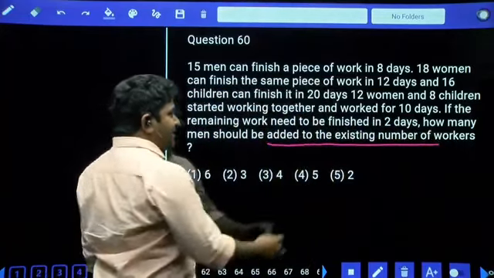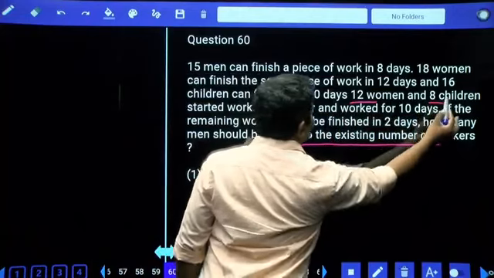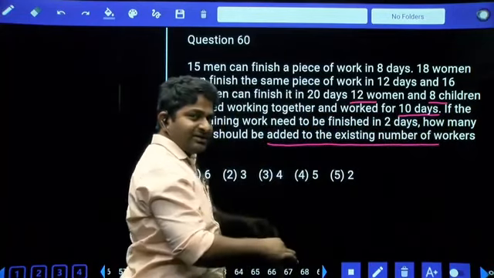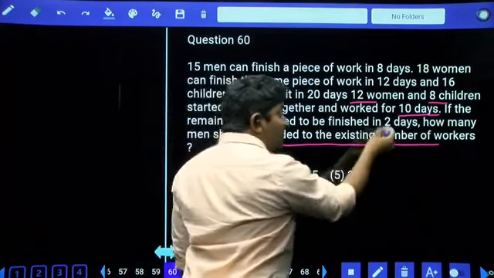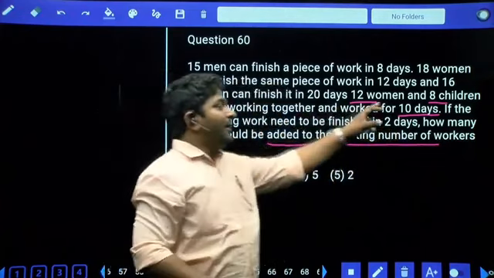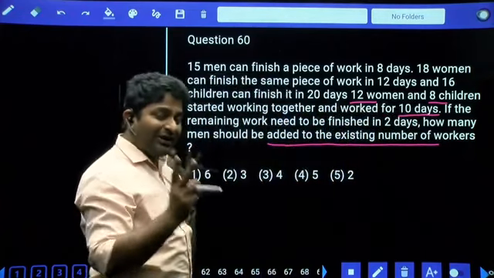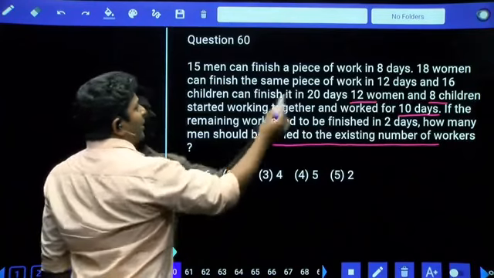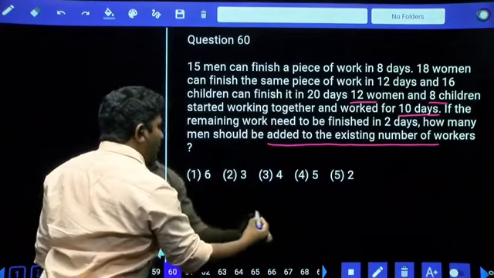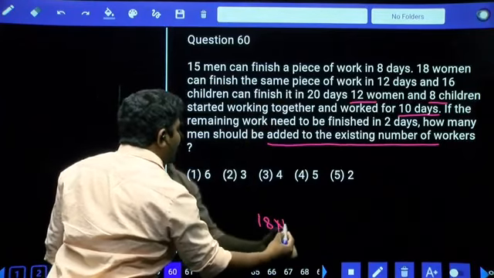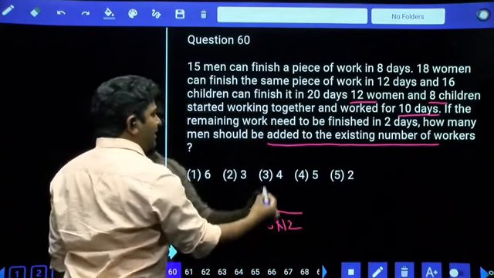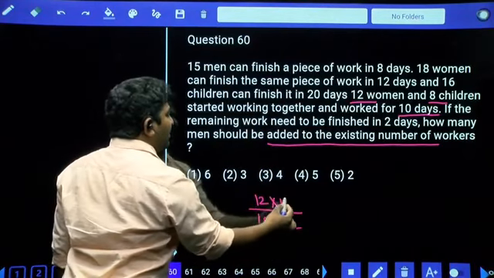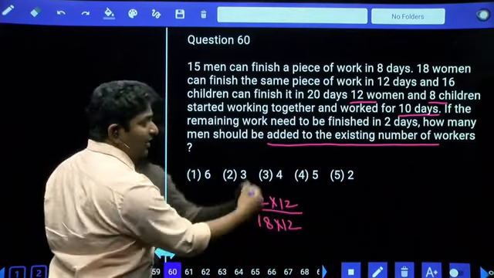That means the existing workforce is 12 women and 8 children. They already worked for 10 days. Then for the remaining 2 days also they are going to work. So women and children are working for a total of 10 plus 2, 12 days. Now 18 women can do it in 12 days. One woman can do it in 18 into 12. And how many women started? 12 women started, and they are working for 12 days. This is the work done by 12 women in 12 days.